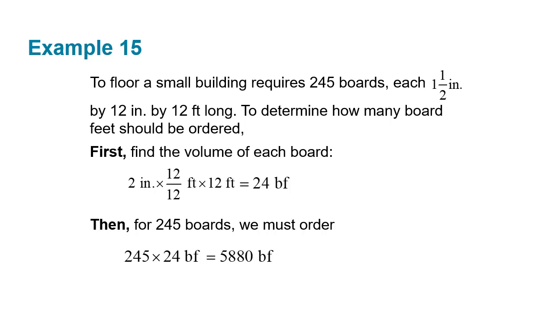Another example: putting the floor down on a small building requires 245 boards. Each of them is 1.5 inches by 12 inches by 12 feet. Determine how many board feet should be ordered. We find the volume of the board, which is 2 inches. Remember, it's 1.5 inches thick, but it's still considered a 2x, right? So it's 2 inches by 12 inches, which is really just 1 foot. So we could have said 1 foot by 12 feet, and then times 12 feet. So basically you get 24 board feet.